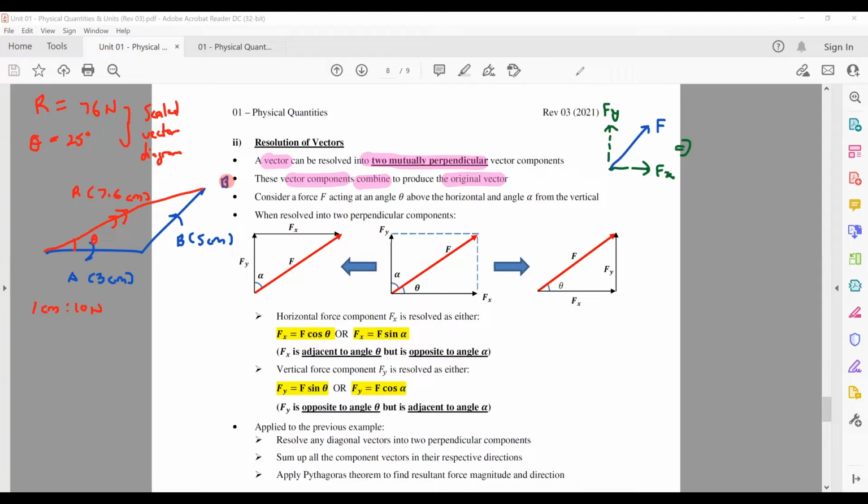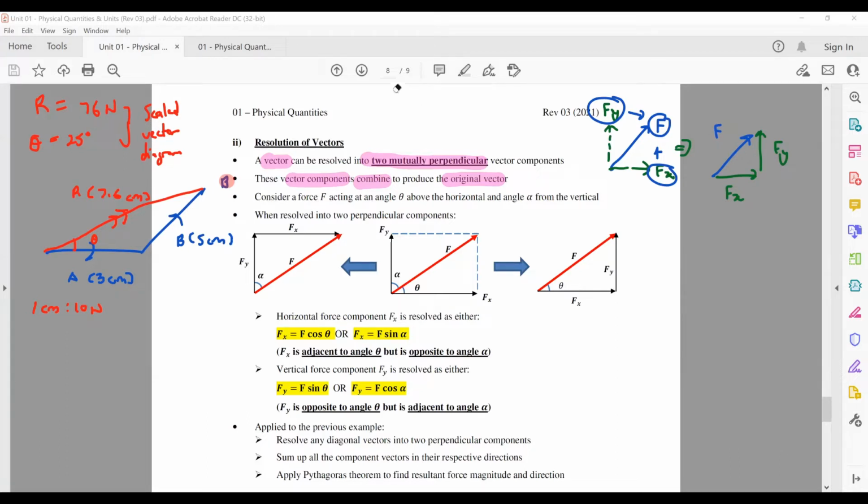Now, if you were to redraw these vectors from head to tail again, you will notice that if you draw vectors Fx and Fy from head to tail, they will actually give you back the resultant, which is actually the original F. Okay, these two are actually the components of this original vector. So if you combine these two again, you get back the original vector. It's kind of like the resultant here.